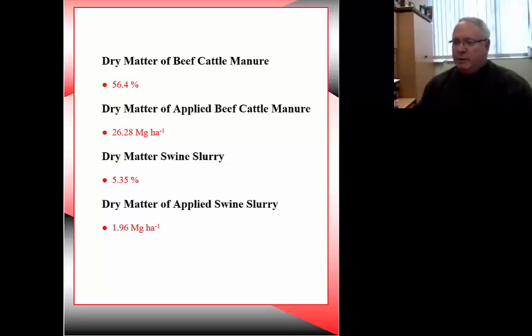So what you want to do is to compare this 26 megagrams per hectare and 2 megagrams per hectare to 147 for the organic matter.